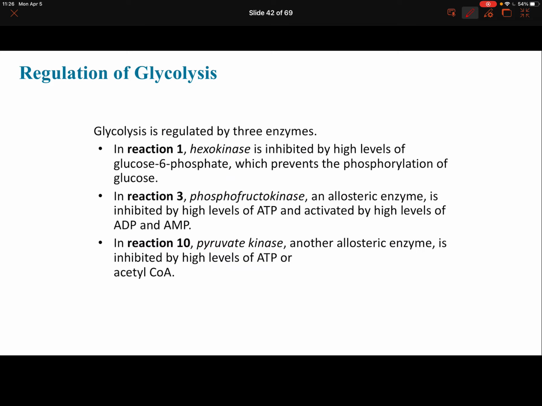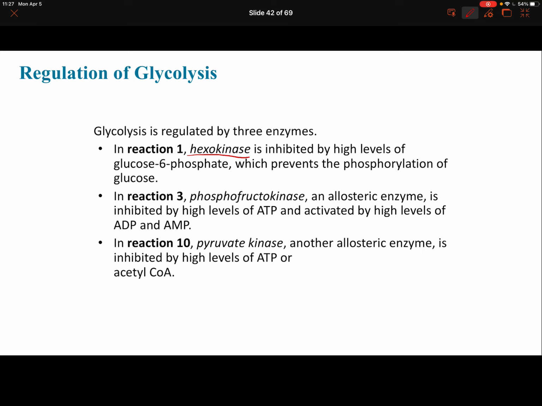Glycolysis is regulated by 3 enzymes. So remember our enzyme chapter and how we regulate enzymes. In reaction 1, hexokinase, which is the one that first puts the phosphate onto the glucose, is actually inhibited by high levels of glucose 6-phosphate. So if you already have lots of glucose 6-phosphate, that blocks that enzyme from continuing to make more. Reaction 3, phosphofructokinase, is the one that adds the second molecule of phosphate; this is the one that makes fructose 1,6-bisphosphate.